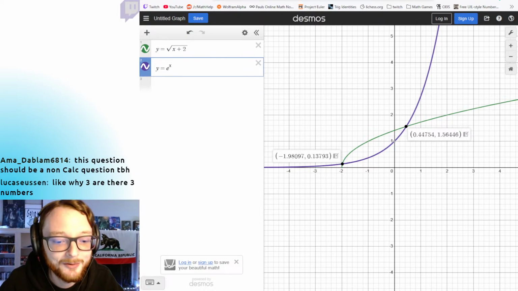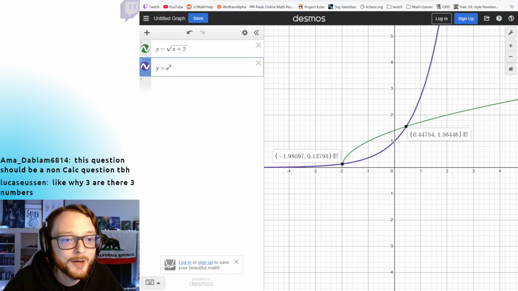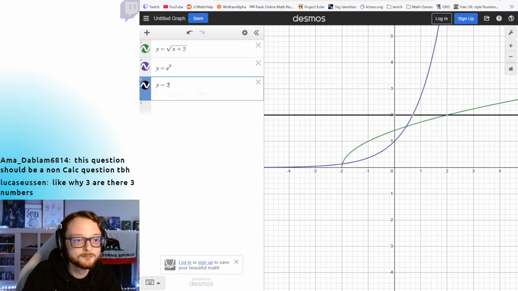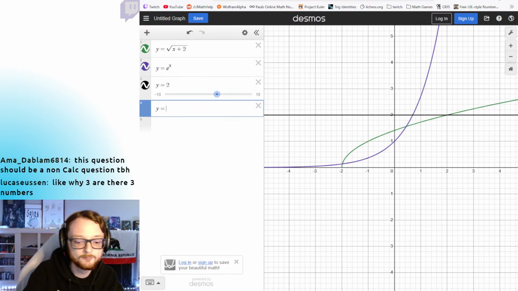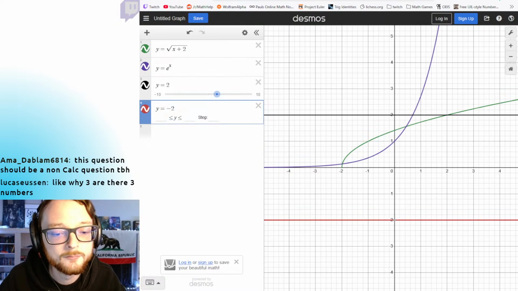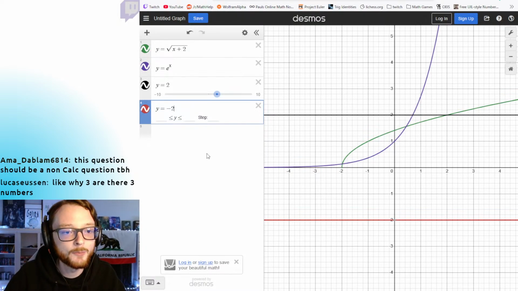So we need to rotate y equals plus 2 minus 2. X is minus 3, x is 2.